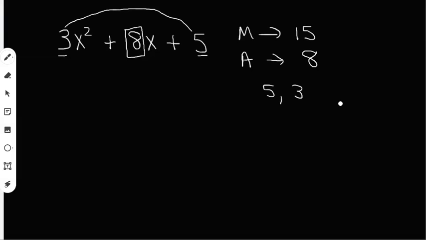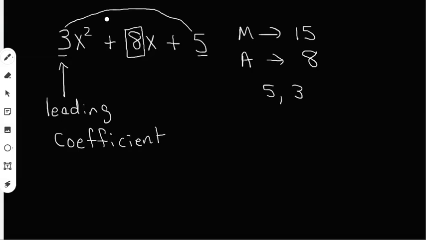Now what I'm going to do is divide both of those numbers by the leading coefficient. This is the leading coefficient, 3. You'll know it's the leading coefficient because it's in front of the variable with the highest exponent. So that means I'm going to take those 2 numbers that we found, the 5 and the 3, and we're going to divide them both by 3.